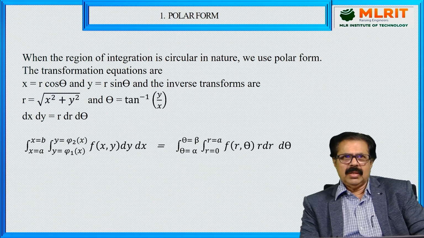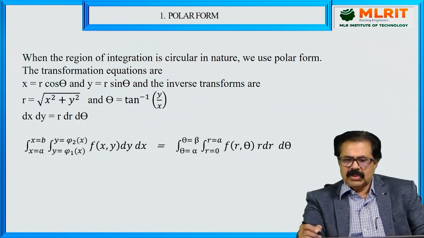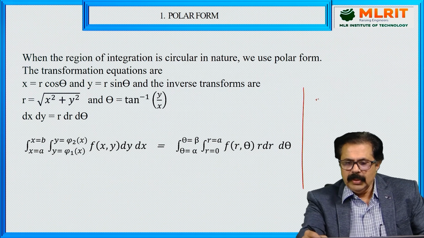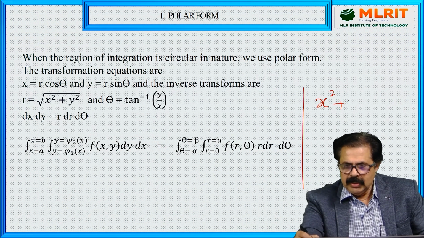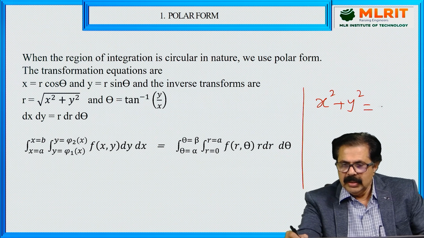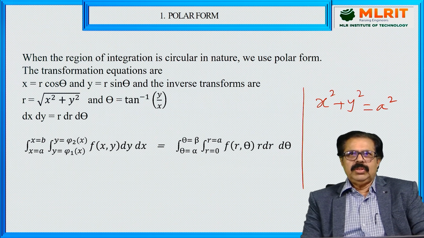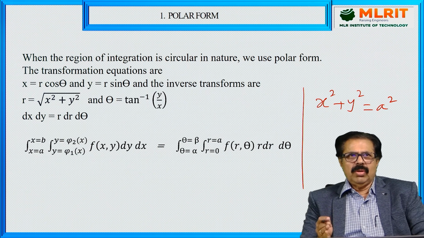Whenever the double integrals are to be transformed into polar, you know very well there is the equation of the circle. The equation of the circle we know very well. It is x square plus y square is equal to a square. Now, whenever there are circular regions or the equation of a circle is visible in double integrals, we convert to polar form.